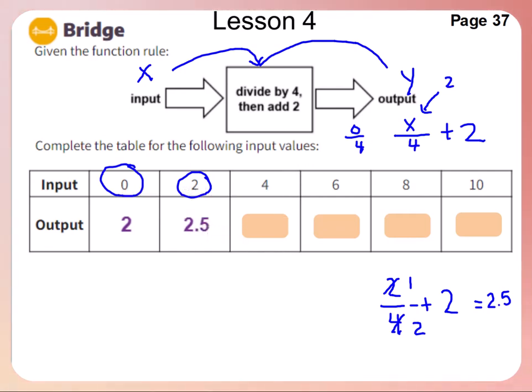Okay, now we're going to take 4 and substitute it in for x. So I'll move over here, 4 over 4, and then we're going to add 2. So what is 4 over 4? 4 over 4 is 1, and then 1 plus 2 is 3. So we should have 3 right here.